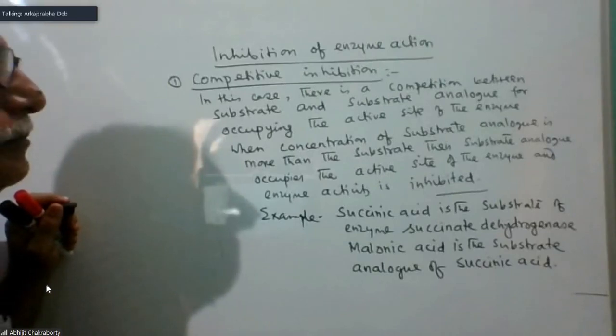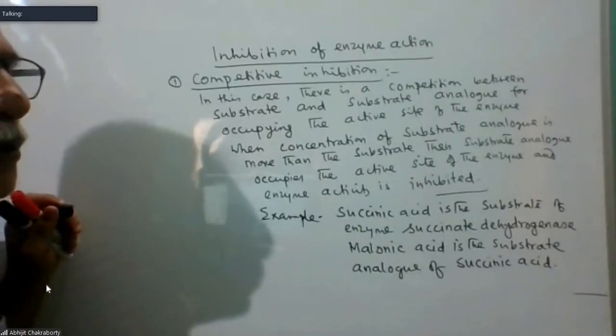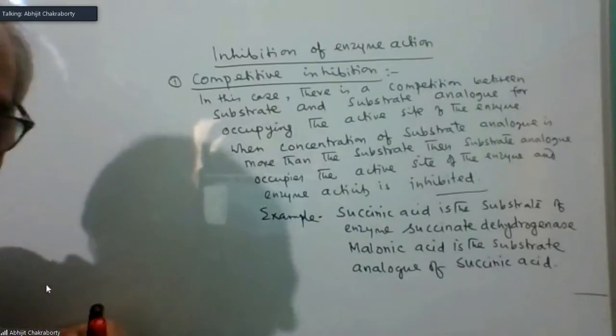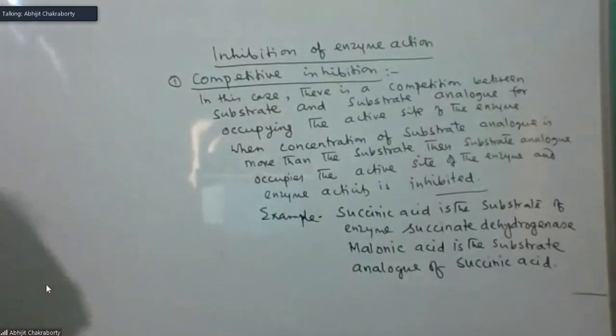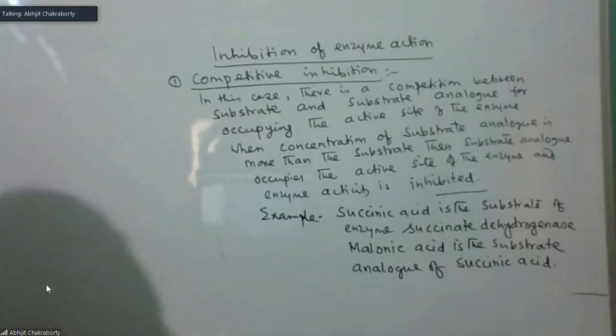Sir, what does analog mean? Analog means a structure which is very similar to the other structure but not the same. Then the term used is analog. Substrate analog means malonic acid is almost similar in structure. I am showing you one thing. Just a minute.